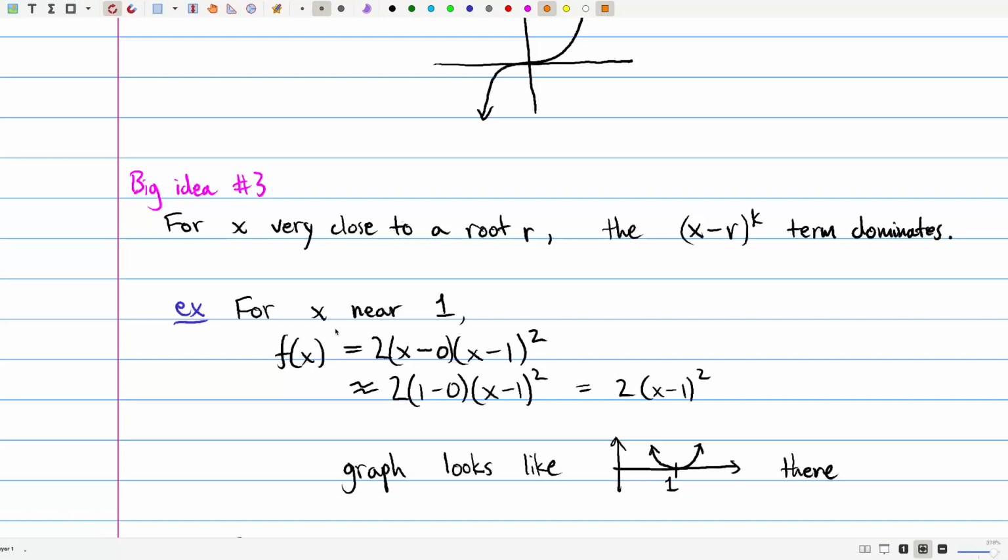So for x near 1 in our example, where the roots, remember, were 0 and 1, when x is very close to 1, one thing that we can do is approximate the other terms by plugging 1 in for x, leaving the x minus 1 term alone. Because if x is very close to 1, like say 1.000001, then if we take the x minus 0 factor to 3 significant figures, for example, 1 minus 0 is a good enough approximation.